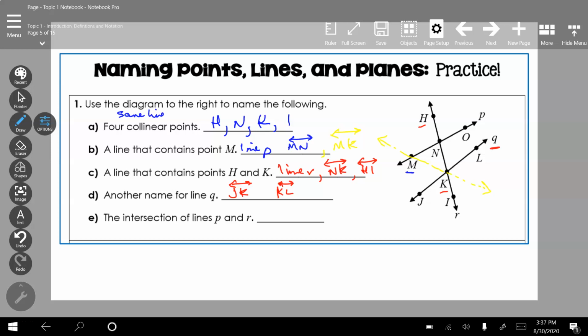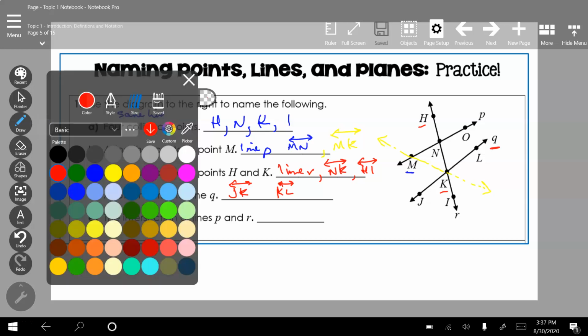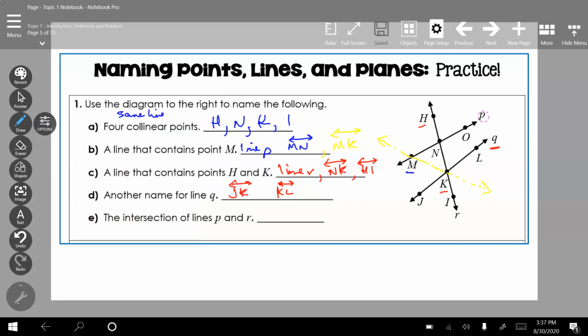And then it asks, where do P and R intersect? So here's P here, here's R here, and they intersect at point N.